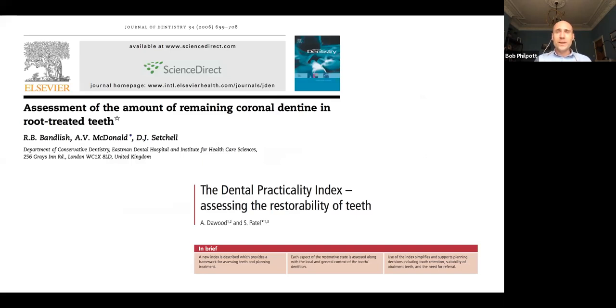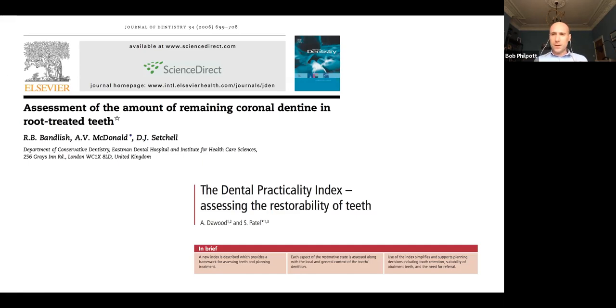The other way to do it for me is a bit more robotic. And these are tooth restorability indices. And then I always wonder whether or not people actually use these. If you look at the Tooth Restorability Index done by Alva MacDonald and Derek Setchell from the Eastman, it's quite complicated. It also has small numbers because there were only 20 patients included in this, and they looked at the strategic importance of remaining dentine.